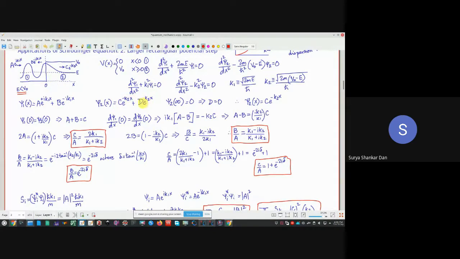On the contrary, this is e to the power of plus infinity. That means psi2 becomes infinity. But we know psi at infinity is 0. So that means D has to be 0. Is the logic clear to everyone? So your psi2 expression has to be only C e to the power of minus k2x. This D term, the e to the power of k2x term, cannot remain.